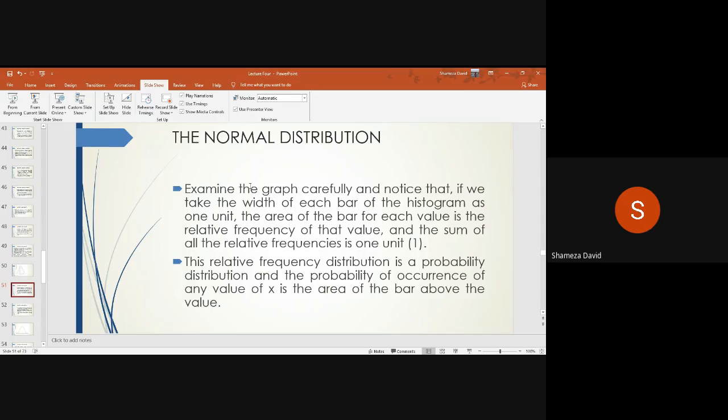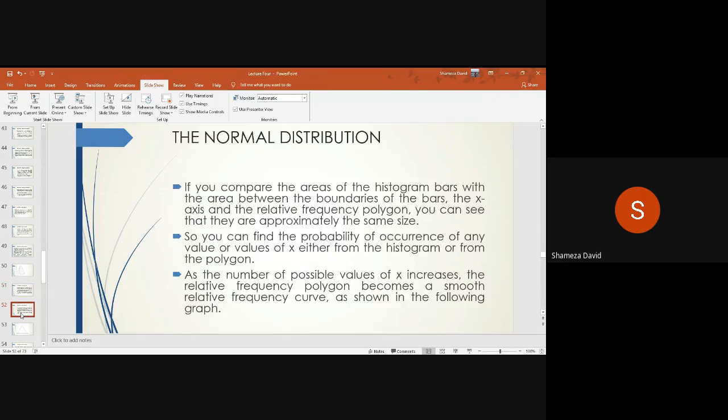So if we look at the graph, again, we will see that if we take the width of each of the bars of the histogram as one unit, the area of the bar for each value is the relative frequency of that value. And the sum of the relative frequencies we know is 1. So it's plotted using the relative frequency distribution, and we've seen before how the relative frequency distribution is a probability distribution, and it centers around the values that the variable x can assume.